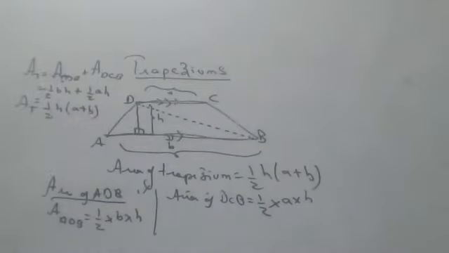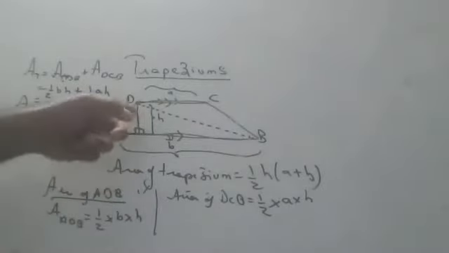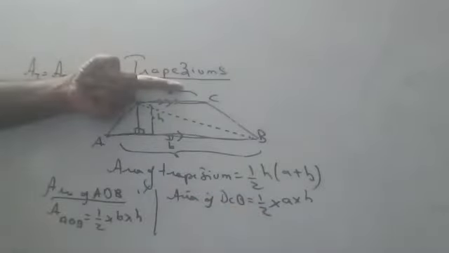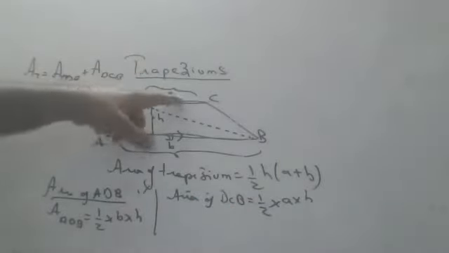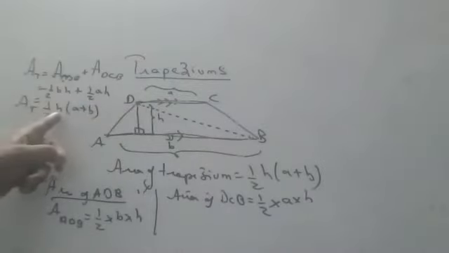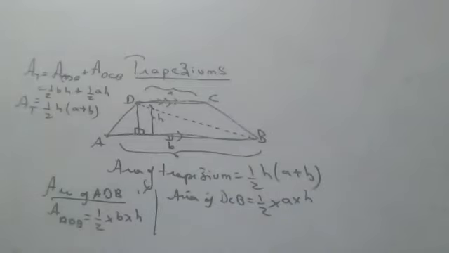Okay children, those who didn't understand, I'm saying slowly. For this triangle, half into base into height. For this triangle, half into base into the same height will be there, children. The distance between these two will be the same, h only. The same h I took. Half h I took common and a plus b. This is how we will find the area of the trapezium.